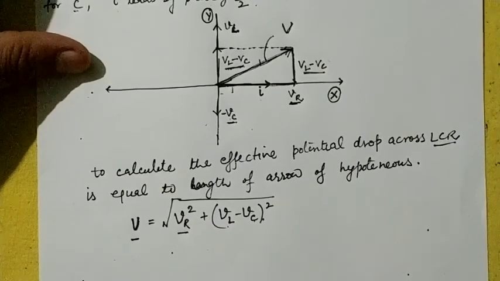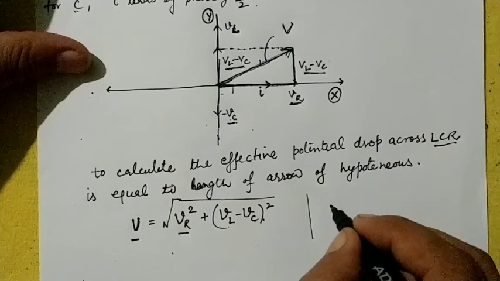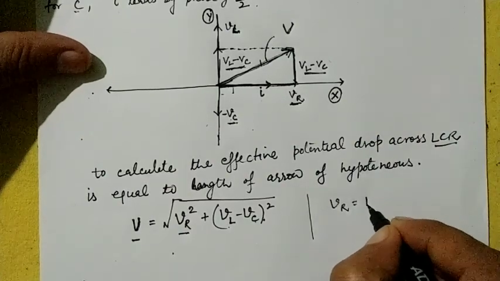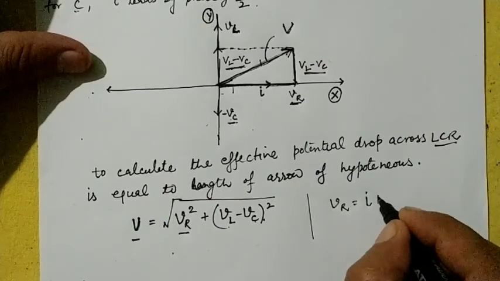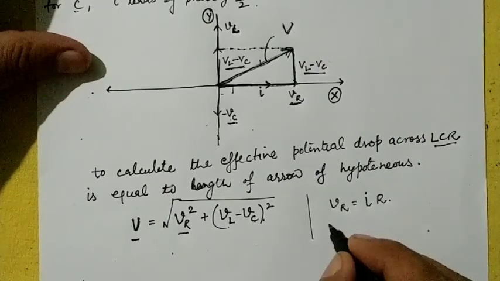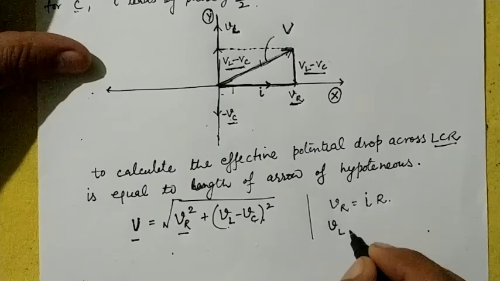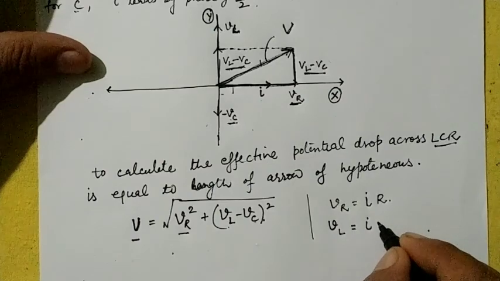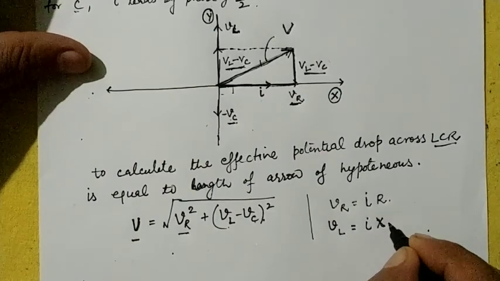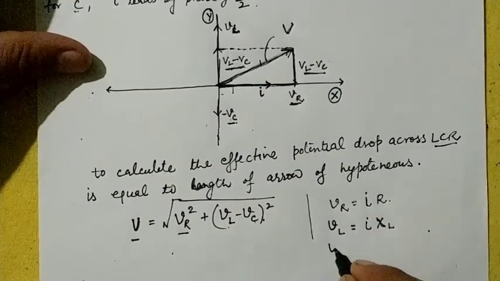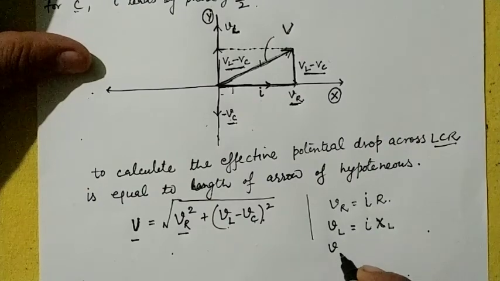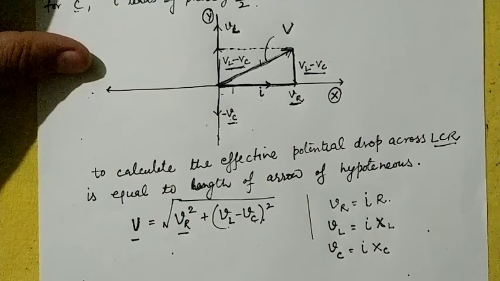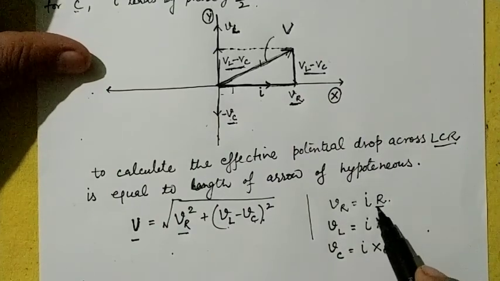Now we know that the potential drop across R is equal to the current, that is I, into the resistance. Similarly, what is the potential drop across the inductor L? That is nothing but the current into the reactance, that is XL. Similarly, the potential drop across the capacitor is equal to I into XC, just the same as for resistance.